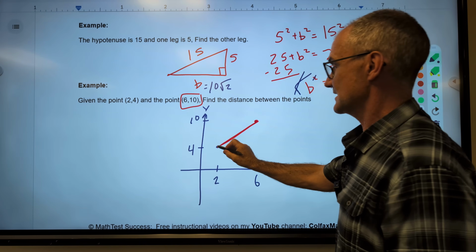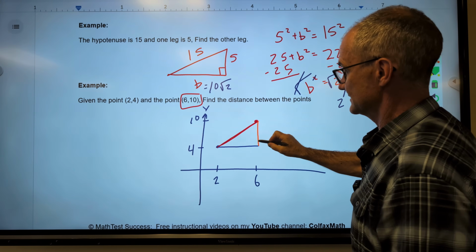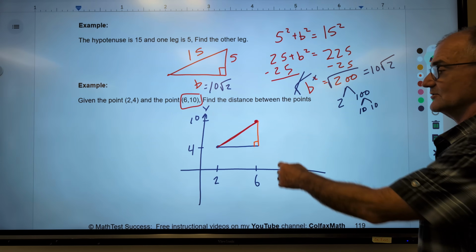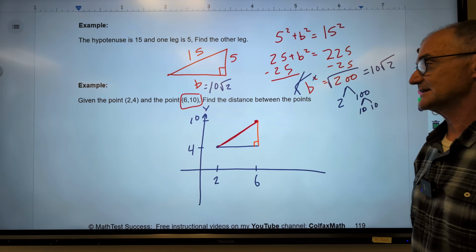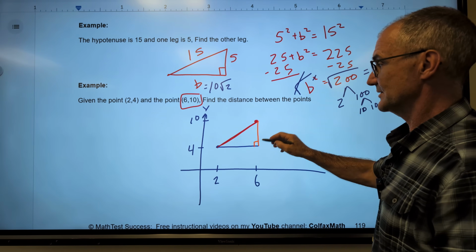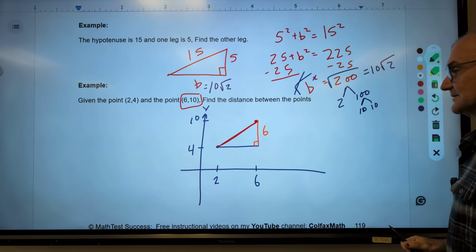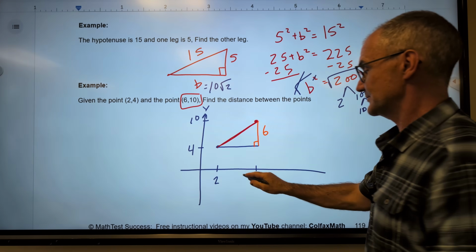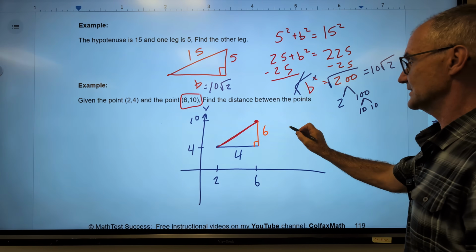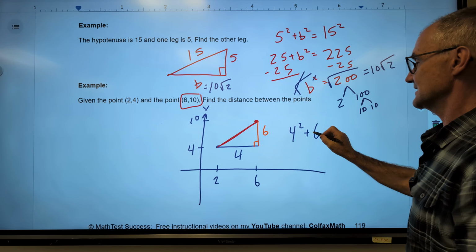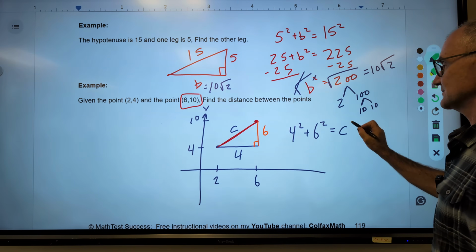Well, there's a horizontal component of that line, and then there's a vertical component of that line. So horizontal and vertical will always be perpendicular. So then I could just use the Pythagorean theorem. That vertical component is 6. From 4 to 10, it's 6. And then that horizontal component is 2 to 6, or 4. So then I have one leg squared plus the other leg squared is equal to, I don't know what that is, so I call it C, equal to C squared.